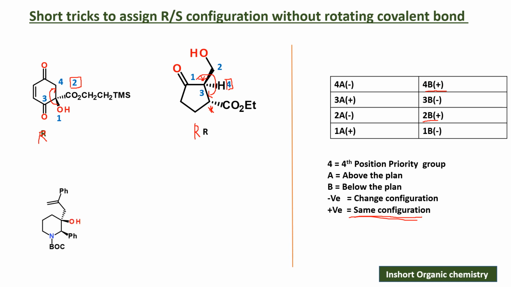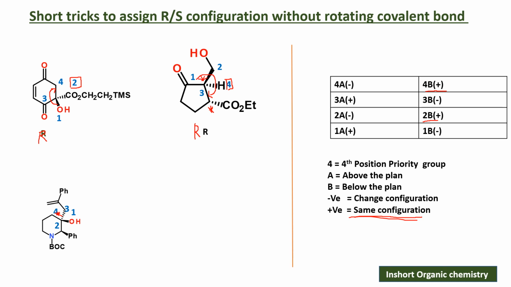The next example has 2 chiral centers. I am also assigning the configuration of this carbon. So let's start. The first step is to assign the priority. First goes to the oxygen, then this carbon having phenyl and one nitrogen group, then this carbon having two bonds to carbon, and then fourth priority to this carbon having one carbon.